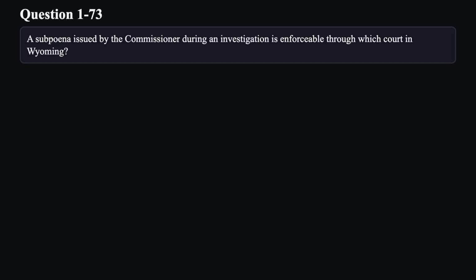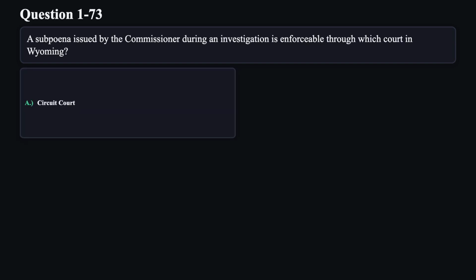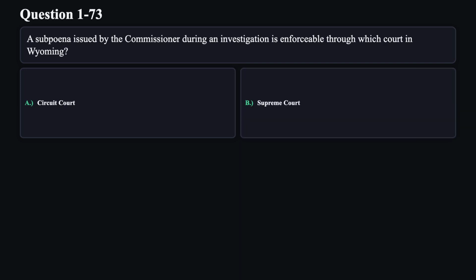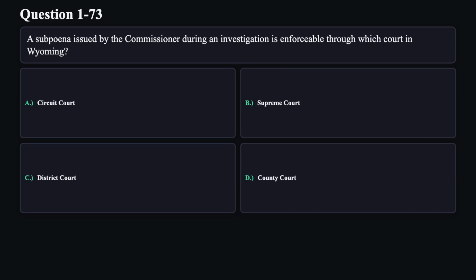Question 73. A subpoena issued by the commissioner during an investigation is enforceable through which court in Wyoming? A. Circuit Court. B. Supreme Court. C. District Court. D. County Court.